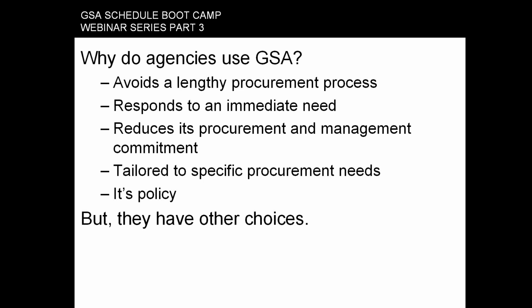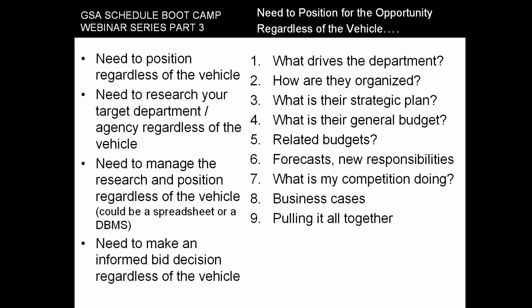So building your pipeline means more than just the GSA schedule, because the revenues don't care what vehicle they came through. The ability to meet your revenue target really doesn't care which vehicle the money comes through. But you do want to make sure you have all of the tools in your quiver to make sure that you can compete fairly for all of the opportunities that come up. So you need to position for the opportunity regardless of the vehicle.